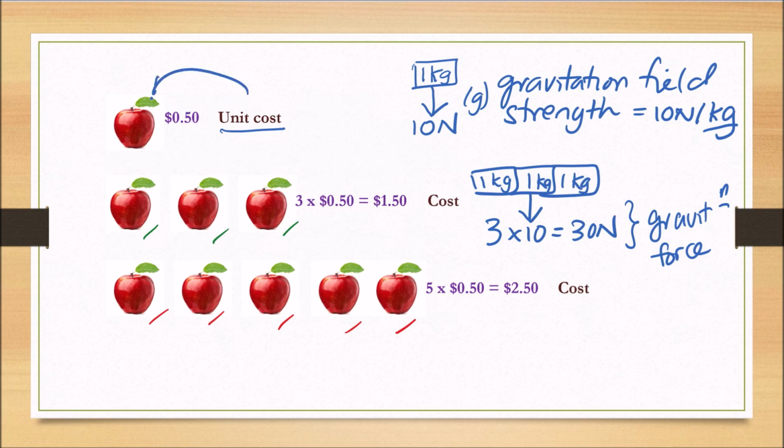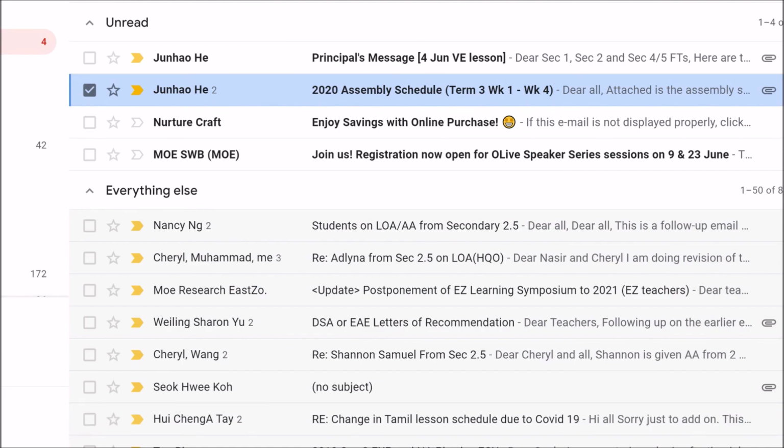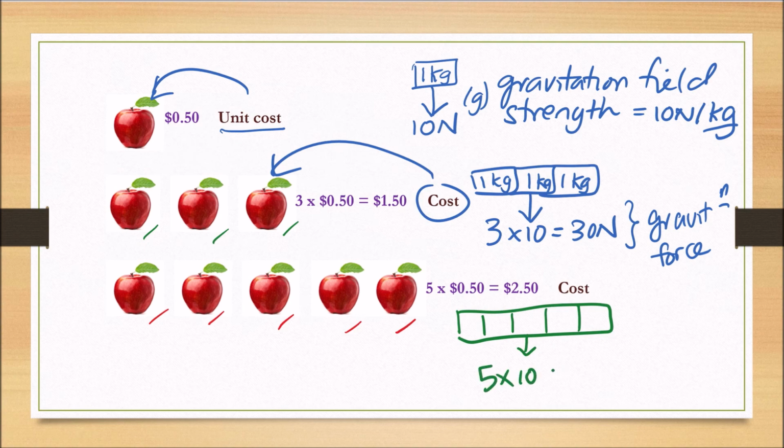The cost can be 3 apples, can be 5 apples. So if you know the gravitational field strength, you can work out the gravitational force for any masses. So if you have 5 kilograms, 1, 2, 3, 4, 5 kilograms, you will know it is 5 times 10. So that's 50 newtons. So that is again the gravitational force. This is gravitational field strength. This is the mass.